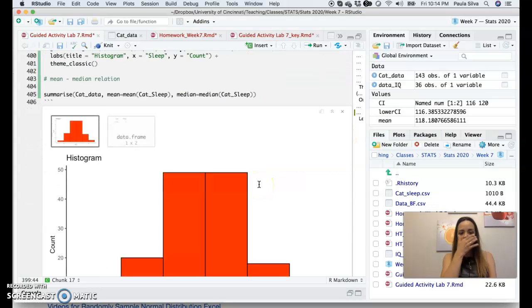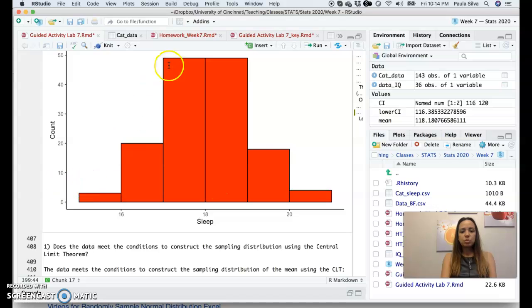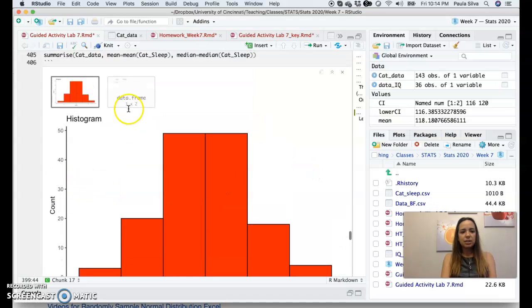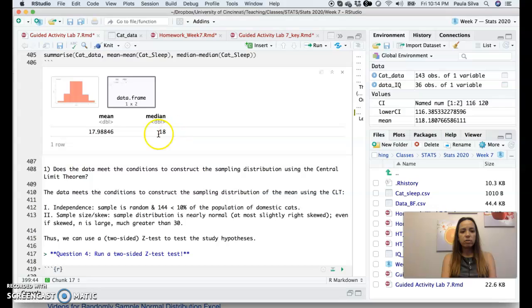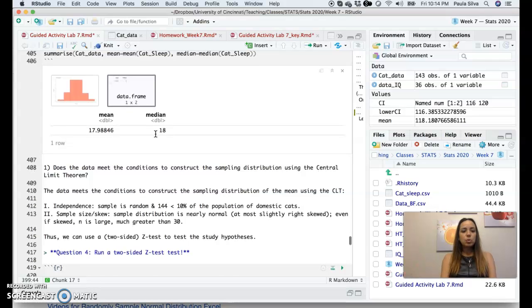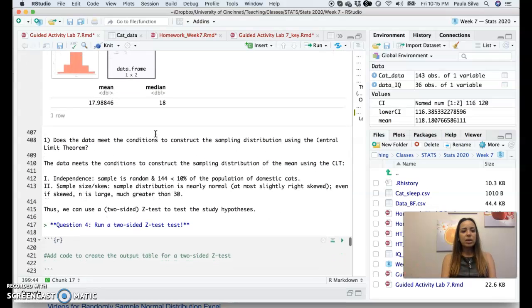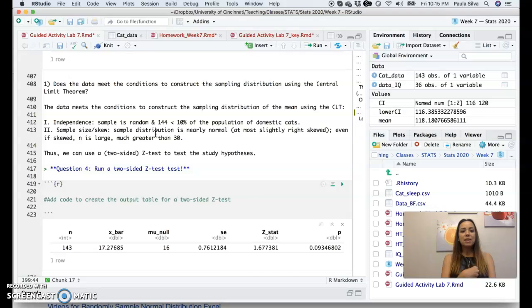By running the code and looking at the distribution, we see that it looks pretty symmetric. Mean and median are pretty close together, so it suggests that we have normally distributed data. So armed with this, now we can determine whether the data meet the conditions to construct the sampling distribution using the central limit theorem. And the answer is that it does.